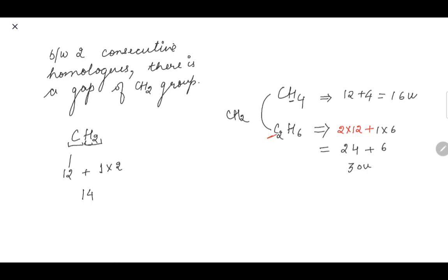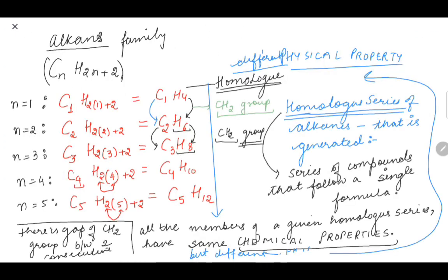So we have discussed what a homologous series is. A homologous series is a series of compounds which follow a general formula. Every member of the homologous series is called a homologue. I hope you're understanding. And the difference between two consecutive homologues would be CH2, and the mass difference shall be 14U. Are you understanding my point? Okay.